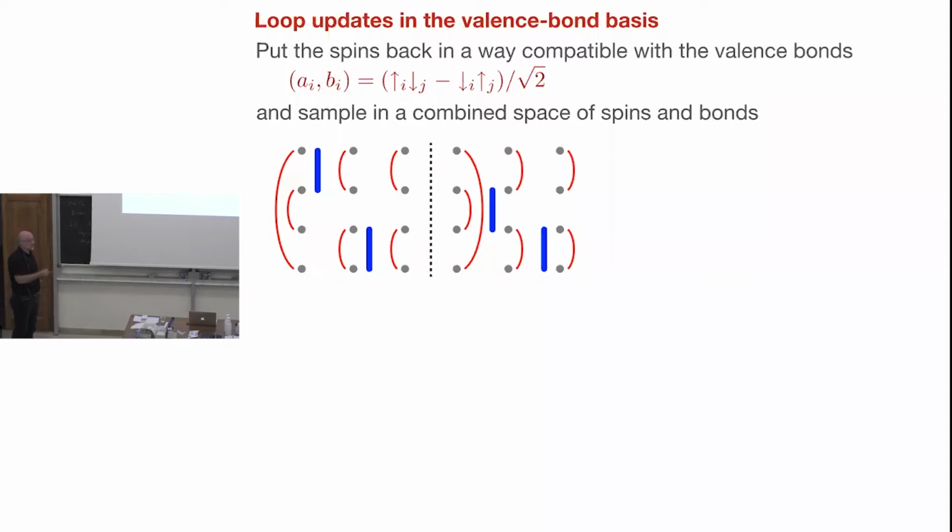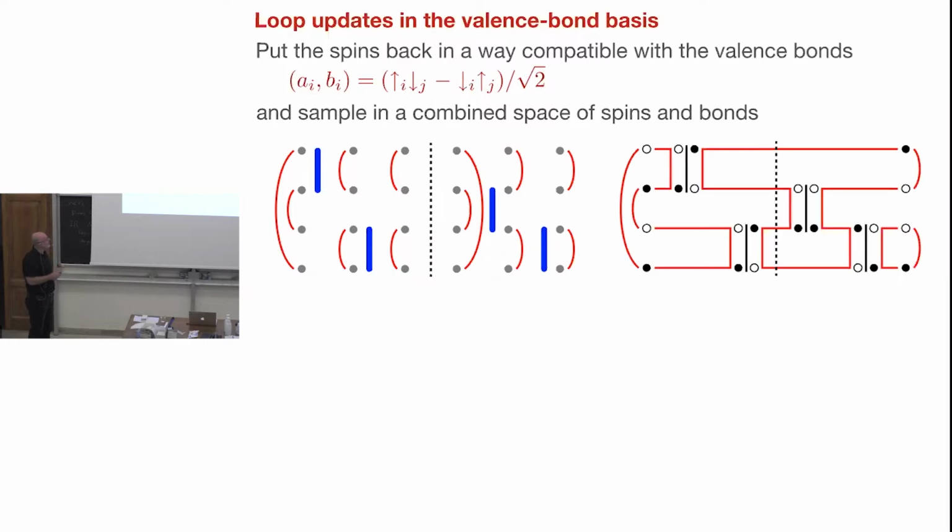And then you sort of want to put your operator here in the middle. This is a contribution to the normalization. So that gives the sampling weight. And the sampling weight is just 1/2 to the number of valence bonds, because of those rules that I showed you before. And okay, so what do I mean by putting the spins back in?